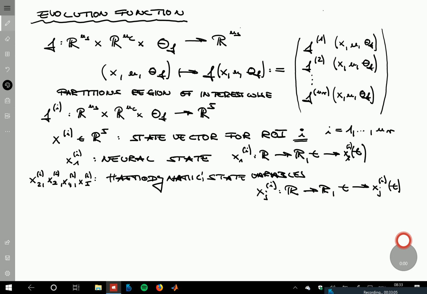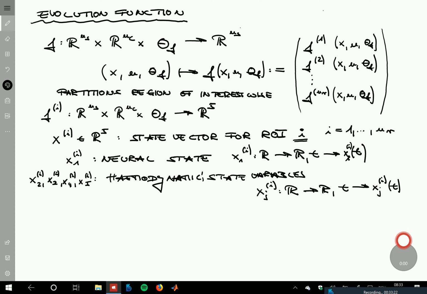And for some reason, in the people who promote the use of DCM via SBM, it's a little bit hard to get from them what's going on with these hemodynamic variables. That's always a little bit unclear.